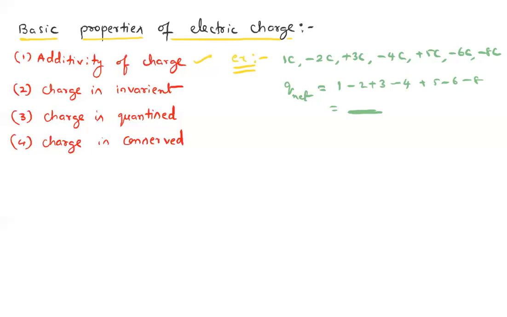Next point is, what is meant by charge invariance? Charge invariance means charge does not undergo any change due to its motion. Suppose the charge is moving with constant velocity or with acceleration, it doesn't matter. Even though it is in motion, the magnitude of charge does not change. That's why we call charge invariant. The magnitude of charge does not change.